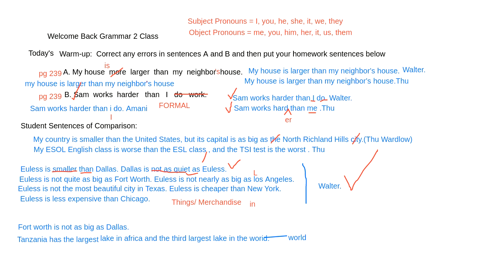Okay, thank you. Those are good sentences, Walter. And let's look at Amani's sentences. Fort Worth is not as big as Dallas. Good. Tanzania has the largest lake in Africa and the third largest lake in the world. Nice. Have a capital. Oh my gosh, another one. Dar es Salaam is more crowded than Fort Worth. And I know you're going to capitalize the name of my city, aren't you? Fort Worth. These are all good, Amani.